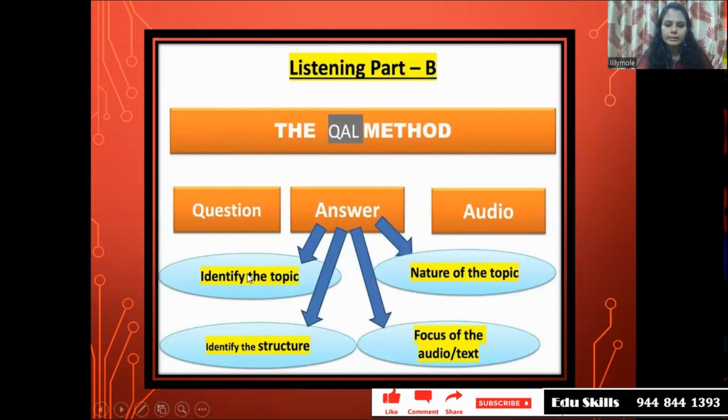While you listen to the audio, you just need to understand and identify the topic, where they are talking about and what idea they are telling. Then identify the structure of the paragraph, the nature of the topic, and the focus of the audio or text. This one is applicable for reading as well.